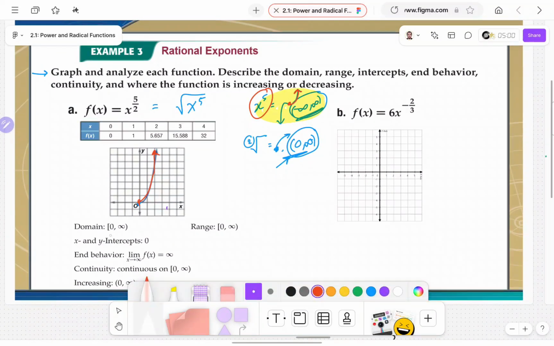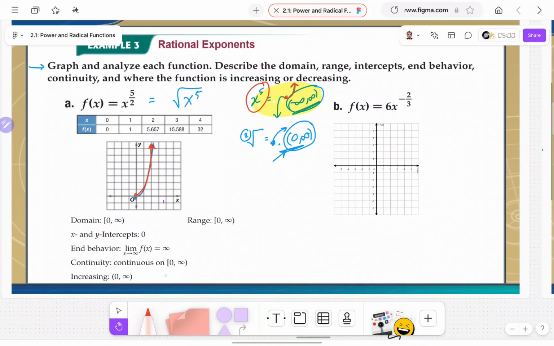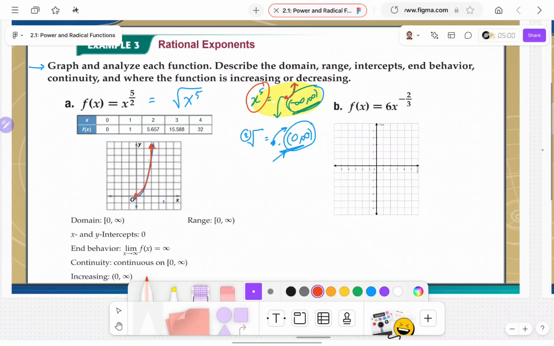Now you know how to identify the domain and range. The domain is from 0 to infinity and the range is from 0 to infinity, because I don't have h or k, or h and k are zeros. This function is increasing, because from left to right it is increasing. I hope this one is easy for you.